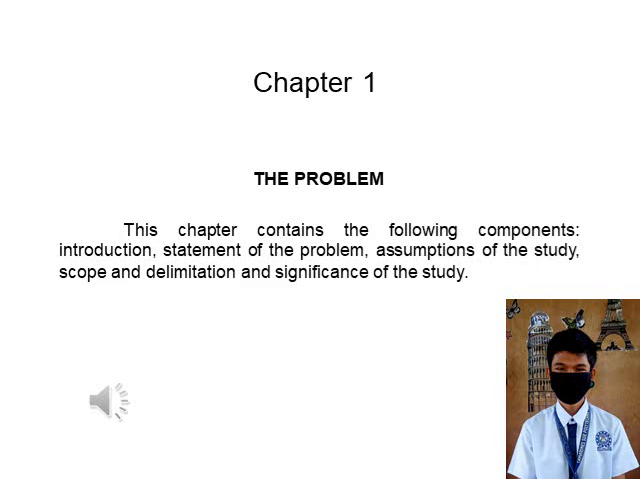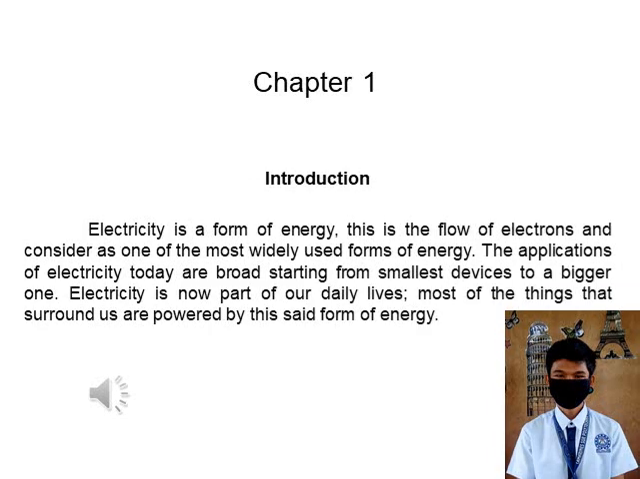This chapter contains the following components: introduction, statement of the problem, assumption of the study, scope and delimitation, and significance of the study. Introduction. Electricity is a form of energy. This is a flow of electrons and considered as one of the most widely used forms of energy. The applications of electricity today are broad, starting from the smallest devices to bigger ones. Electricity is now part of our daily lives. Most of the things that surround us are powered by the said form of energy.